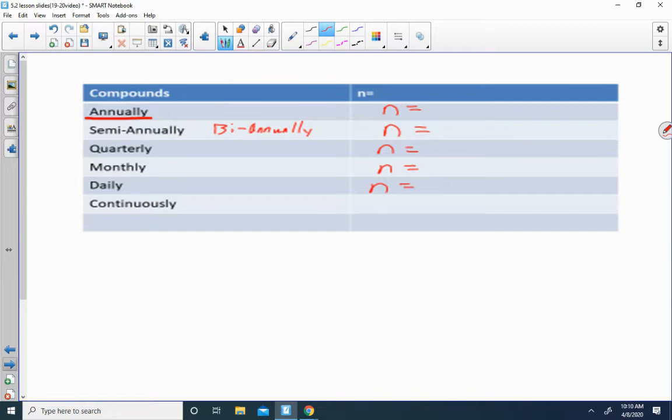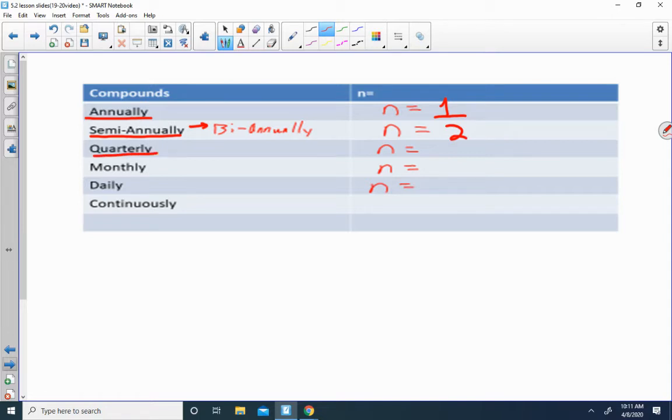When you hear the word annually, that's another word for yearly. So in other words, that would be the same as saying you get one compound a year. The second one, semi-annually, is another word for biannually. And when you hear bi, that means two, like a bicycle, which has two wheels. So that's going to be 2 compounds a year.